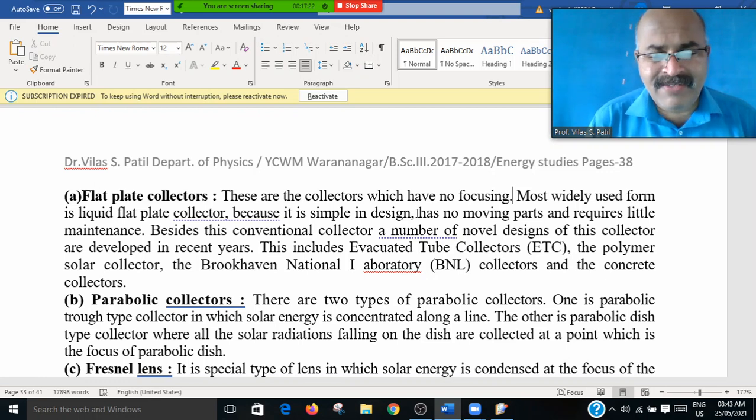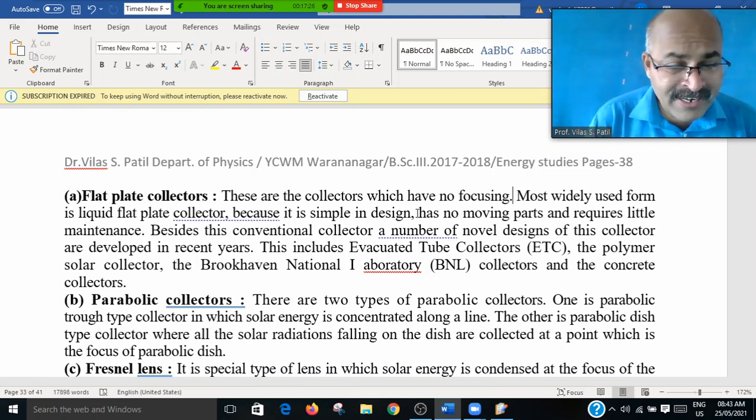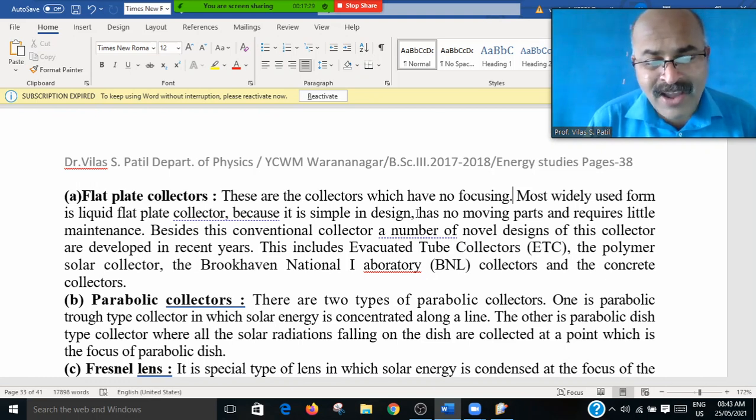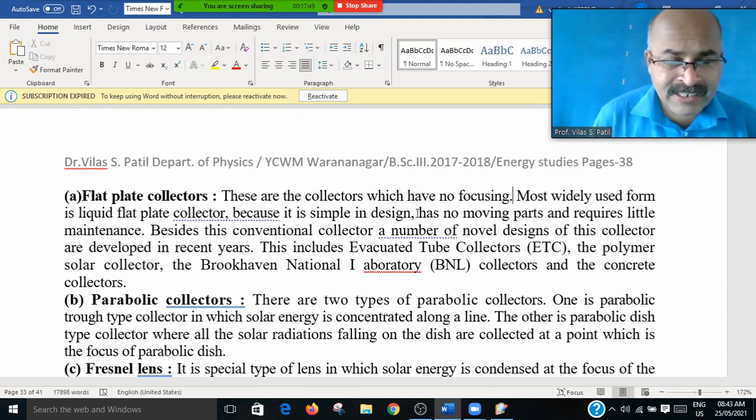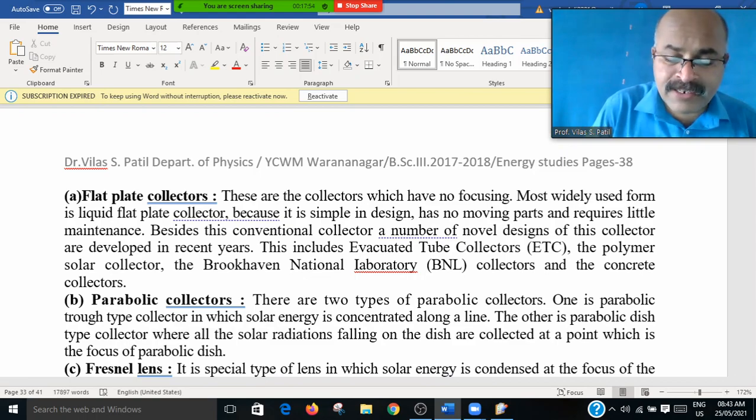Besides this conventional collector, a number of novel designs of the collector have been developed in recent years, and this includes the evacuated tube collector (ETC). The polymer solar collectors are efficient collectors, and their efficiency is measured, and they convert very dilute energy and concentrate it. The Brookhaven National Laboratory, that is the laboratory.